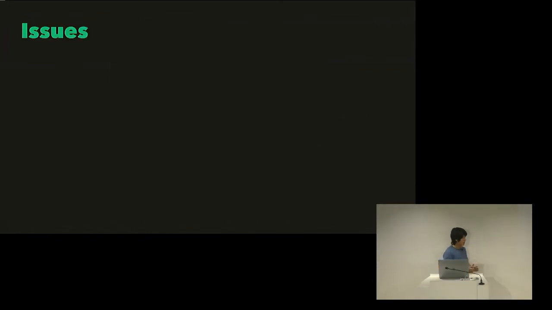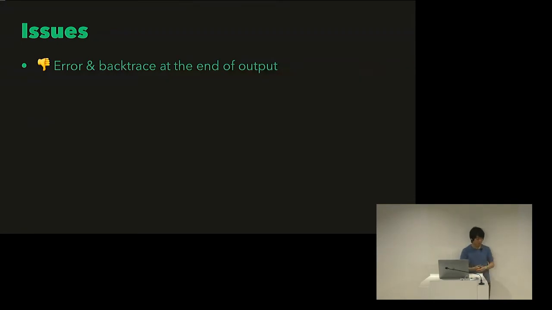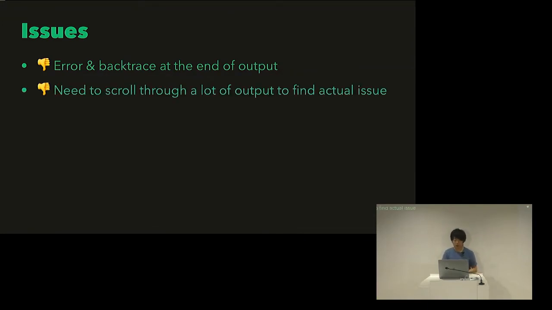Right. So even then, there were still issues with this iteration. The error in the backtrace was at the end of the output, which gets more annoying the longer the test suite gets. You would see that it errored, but then have to go back up to find out what happened before it errored, which wasn't great. You have to scroll through a lot of output to find the actual issue, which is just a waste of time, really.